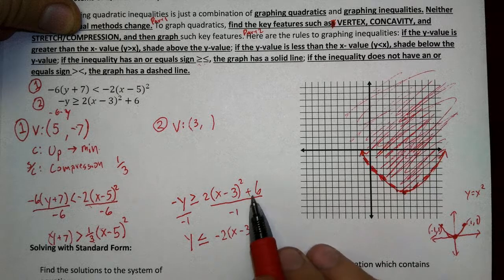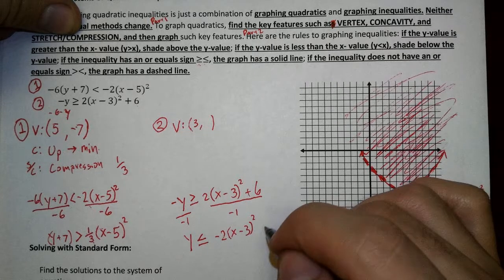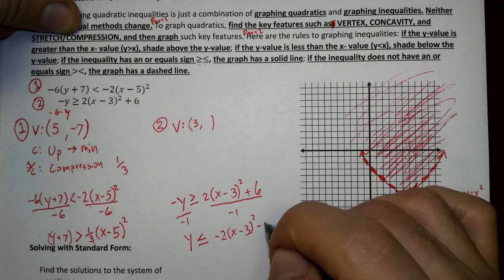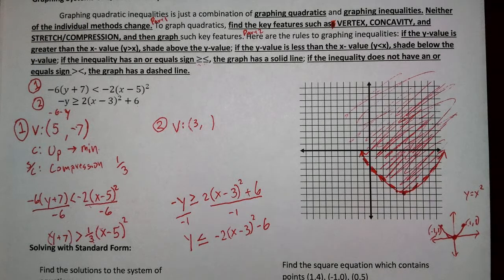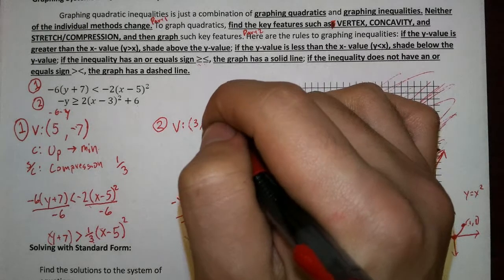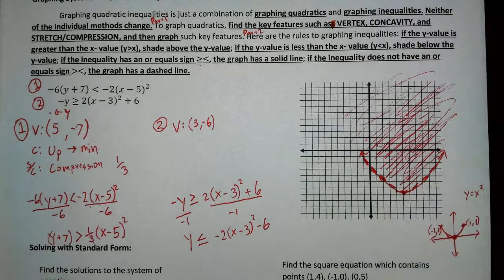And then, don't forget, we also have to divide the plus 6 by the negative. 6 divided by negative 1 is negative 6. Okay, so our vertex is actually negative 6. The y value for our vertex is actually negative 6.